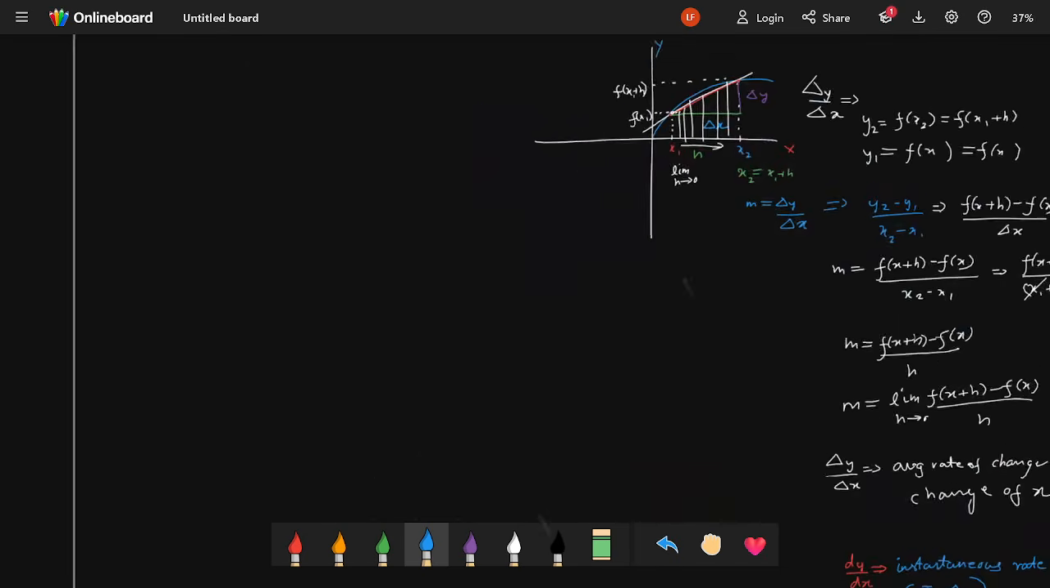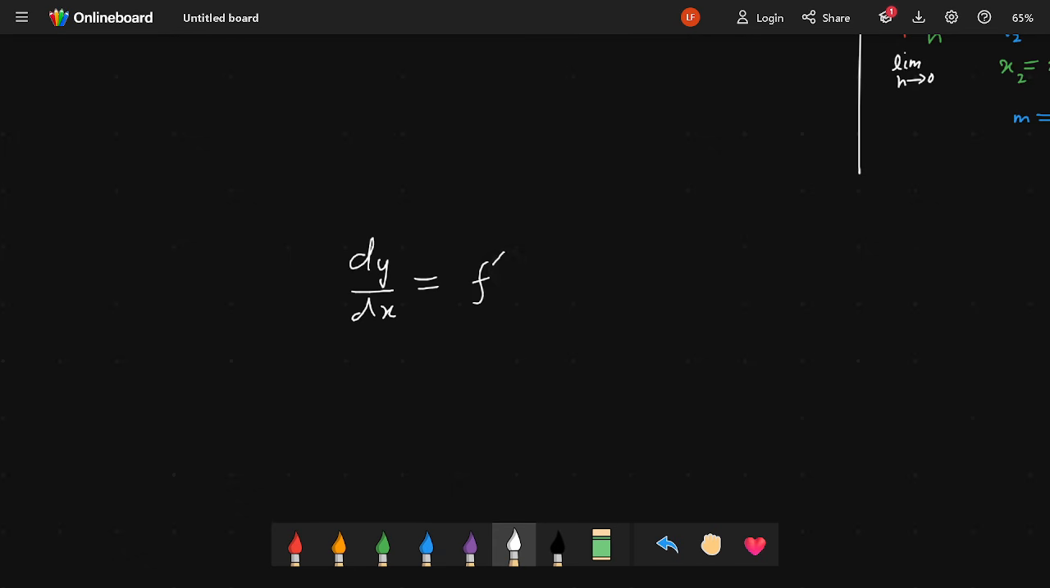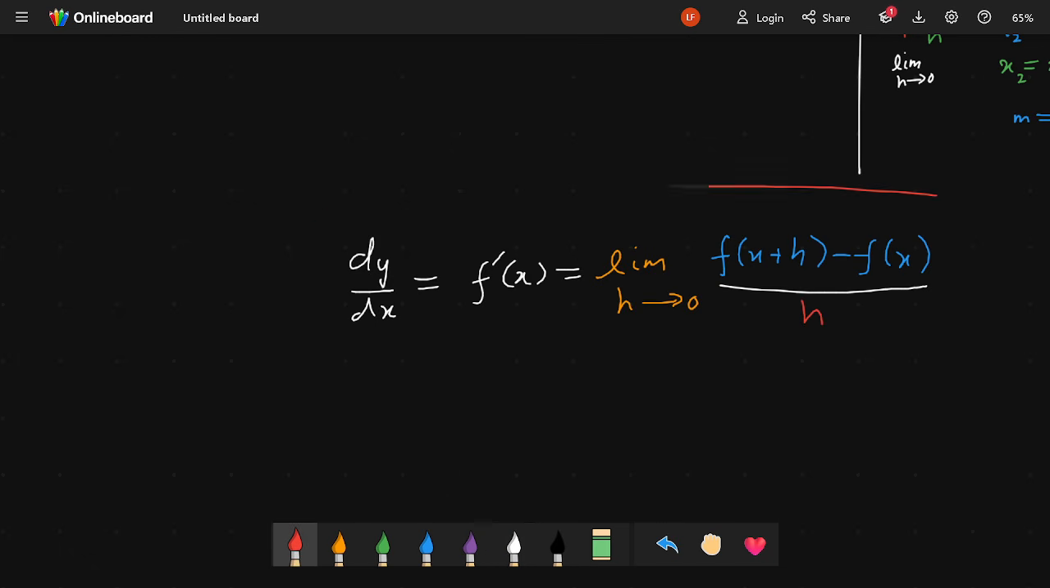So what do we get from this lesson that I taught today? dy over dx, which is also written as f prime of x, is equal to the limit as h approaches 0 of f of x plus h minus f of x over h. And this is your derivative.